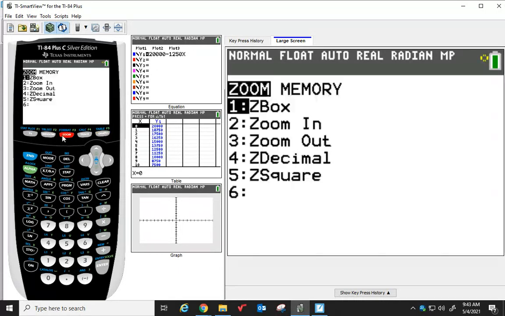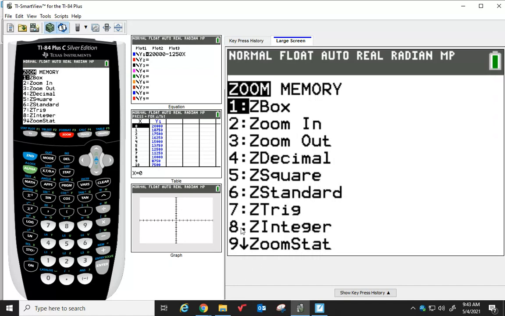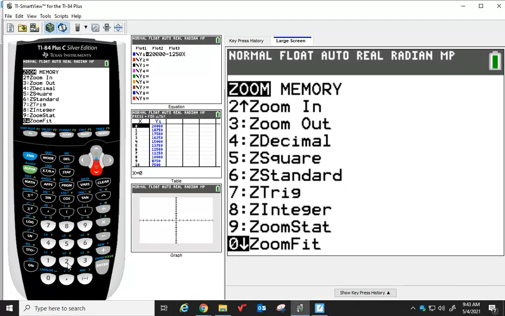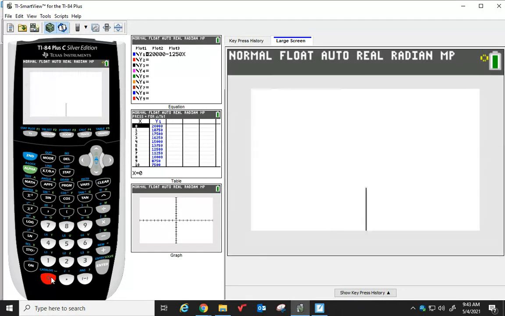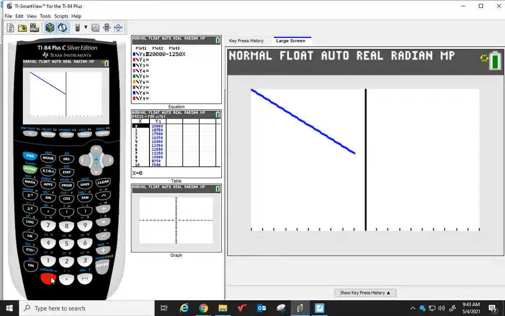So I click on zoom, and then zoom fit is going to be 0. So you scroll down to the very bottom. You don't need to scroll down here. You can actually just hit 0. Okay, and then you get a graph that looks like this.